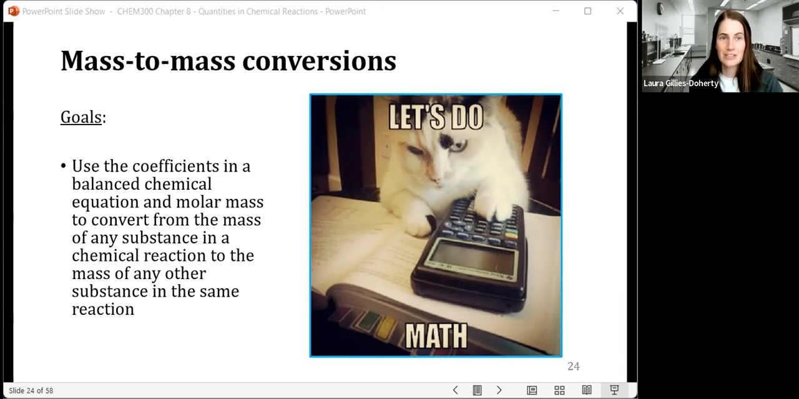So this is where we're going to be starting with, say, a given amount of reactant in a chemical reaction. And we're going to use the molar mass of that reactant to convert from grams of reactant to moles. And then we're going to use the balanced chemical equation to convert from moles of that reactant to moles of one of the products. And then use the molar mass of the product to convert to grams of product. And we can go through this type of conversion with any two substances in the chemical reaction. We can go from mass of a reactant to mass of product, or from mass of product, back calculate how much reactant we need to make that amount of product.